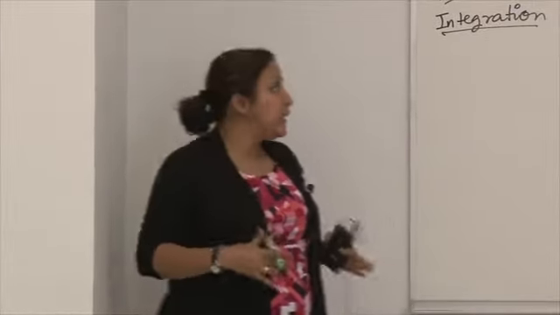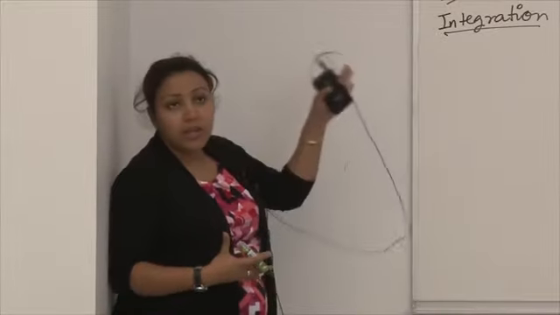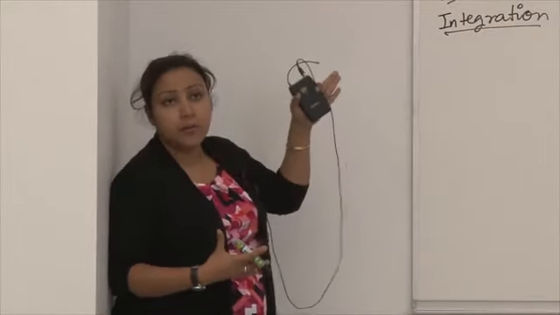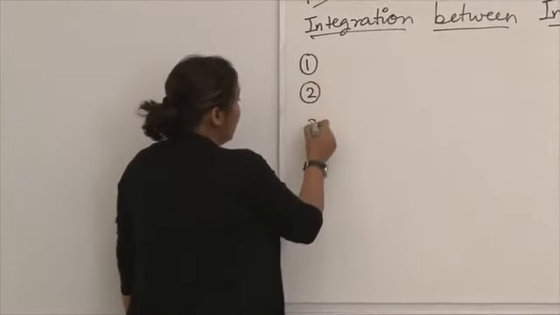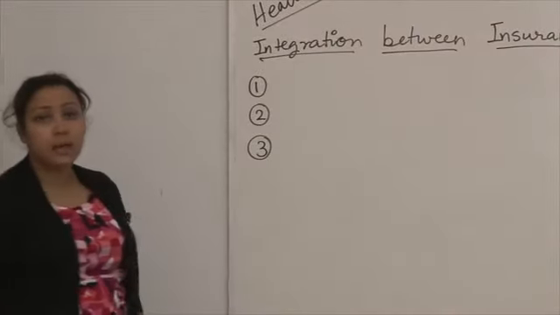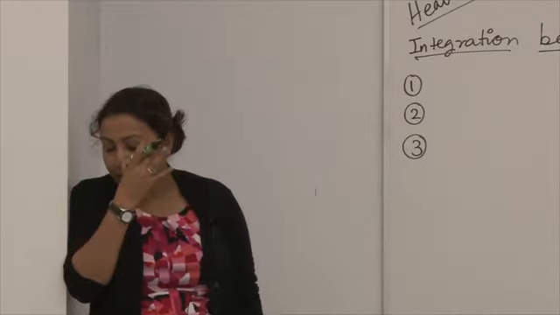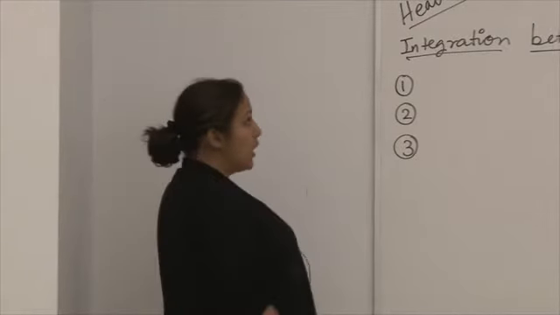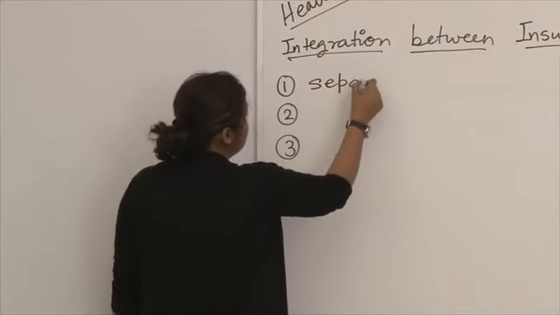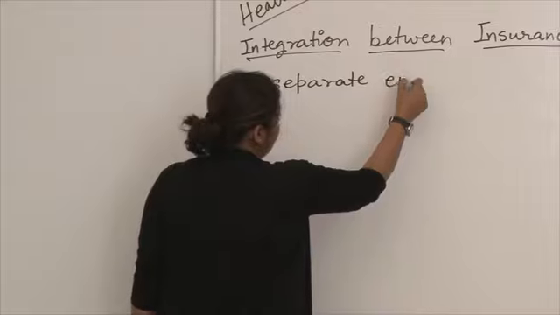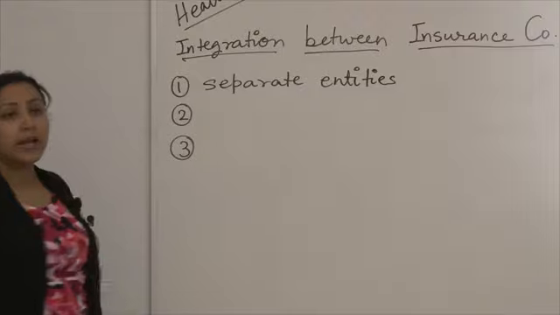But we will see what kind of negotiations can take place between the health insurance company and a healthcare provider. There are three types of negotiations, or three types of settlements, that can take place between the health insurance company and a healthcare provider. The first one is where the health insurance company and the healthcare provider are two separate entities.